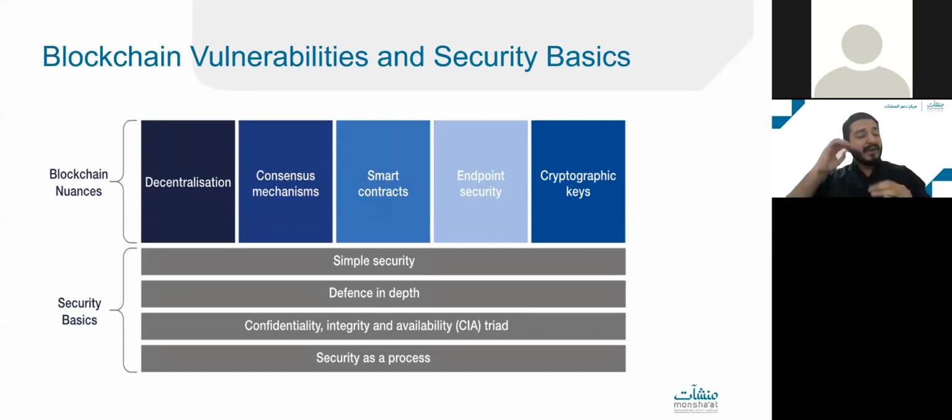So from a security standpoint, there are different vulnerabilities within the blockchain space, and all of this comes back to our CIA triad. If we are not taking care of all these things, our CIA triad can be compromised. So that's one thing that you need to take care of.